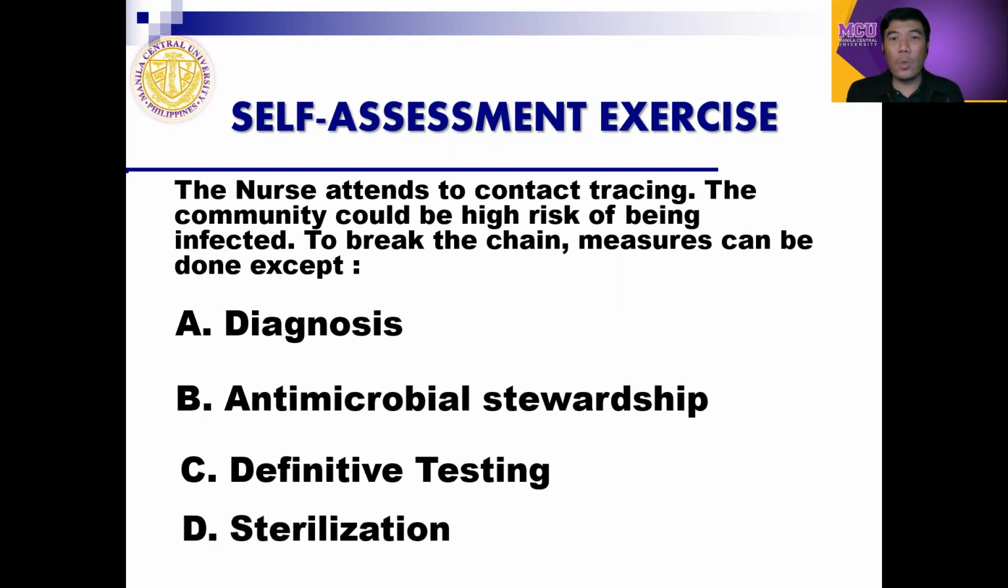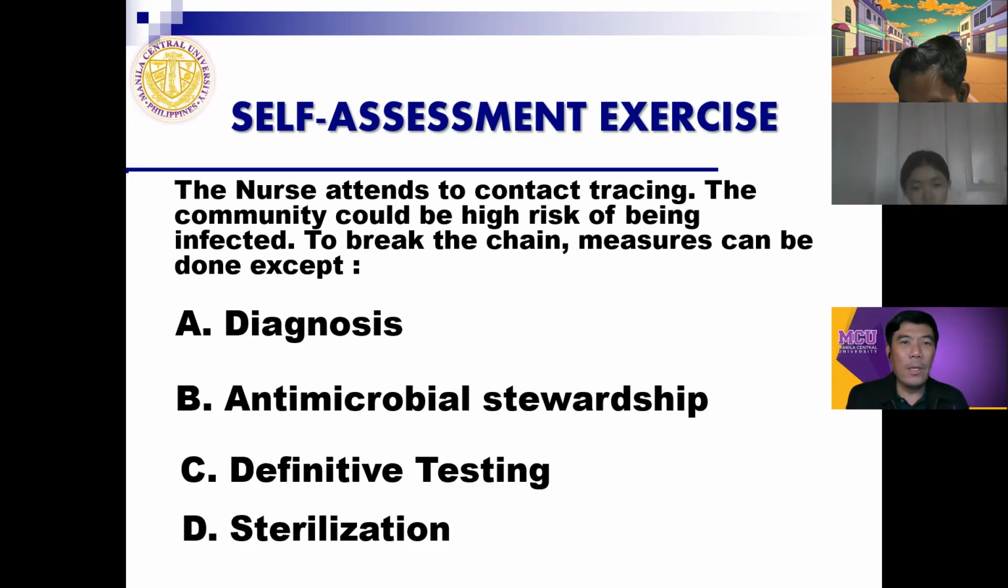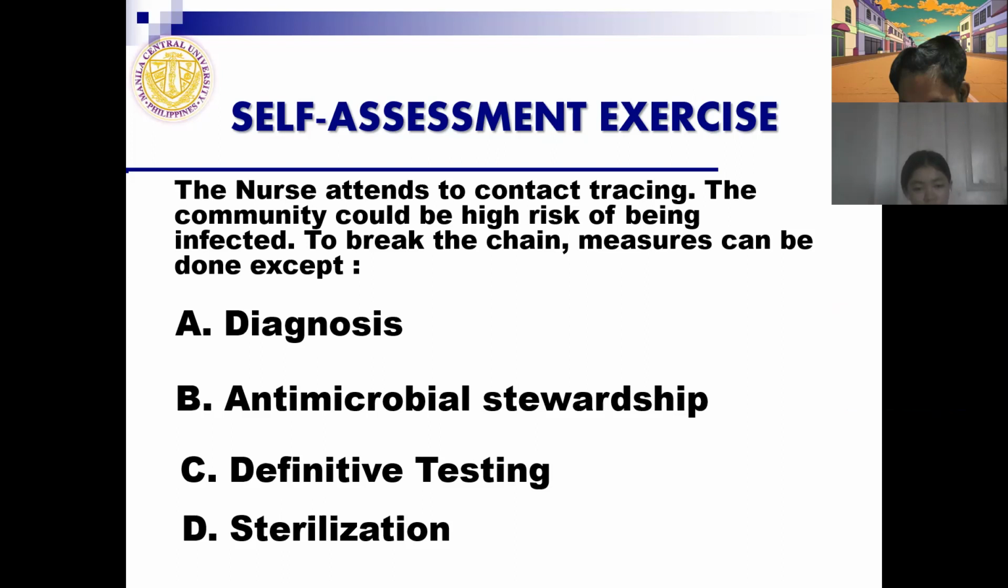The nurse attends to contact tracing. The community could be at high risk of being infected. To break the chain, measures can be done except. So we may need 30. So anyone, please raise your hand. Okay, we have already 2. So at least we have 30. The nurse attends to contact tracing. The community could be at high risk of being infected. To break the chain, measures can be done except.